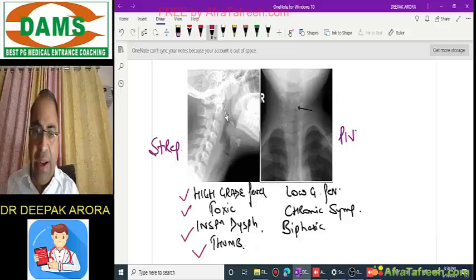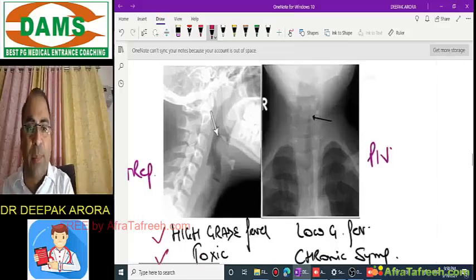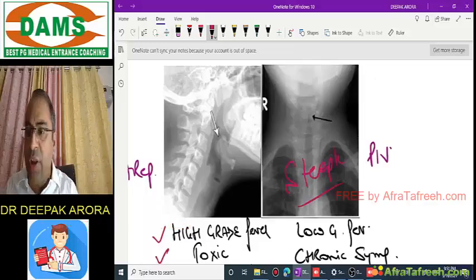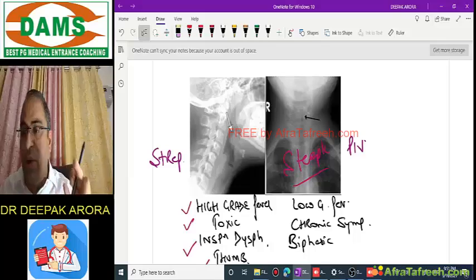Better just relax and listen, I will not miss a single point. High-grade fever, epiglottitis. Low-grade fever, croup. In croup you will get the steeple sign. MCQs will ask you about the steeple sign or the thumb sign. Epiglottitis needs IV antibiotics, the causative organism is streptococci, but in croup with steeple sign, it is the parainfluenza virus. Coming to the next slide.